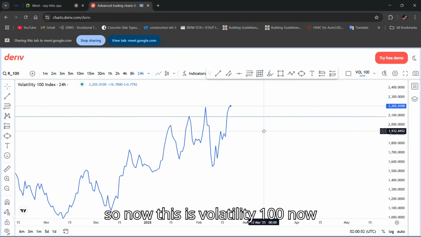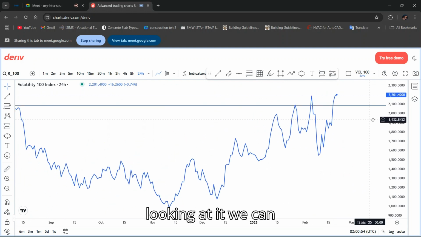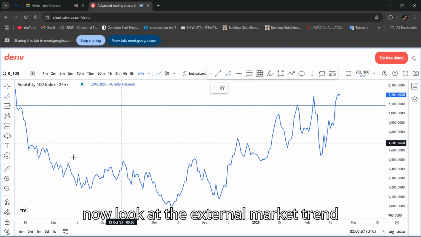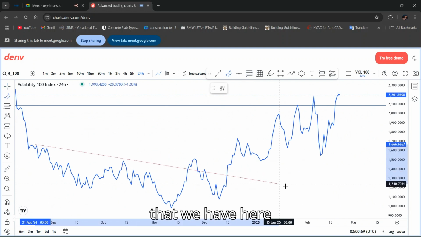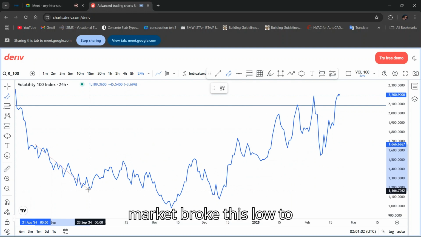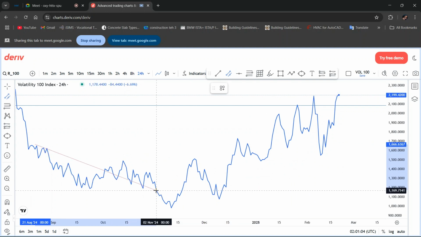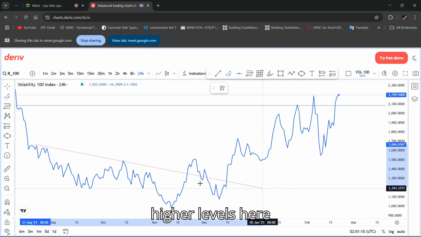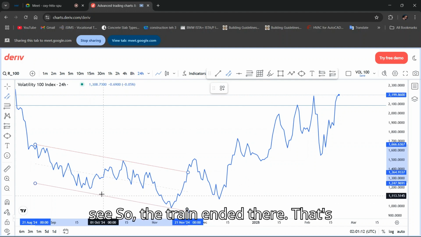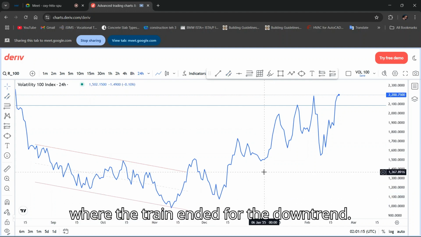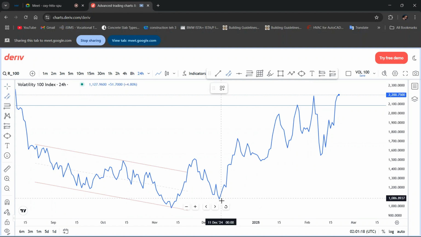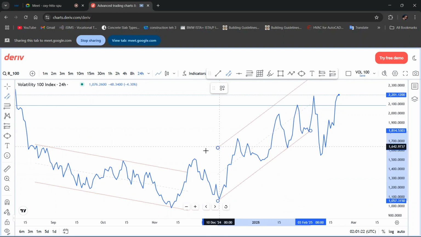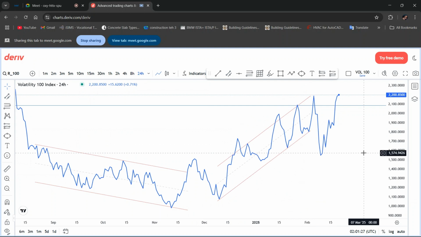So now, since we're on Volatility 100, we can look at the external market trend that we have here. Market broke this low to go lower. Market broke back to higher levels here. So the trend ended there. That's where the trend ended for the downtrend. And the uptrend started here and ended. Uptrend ended there.